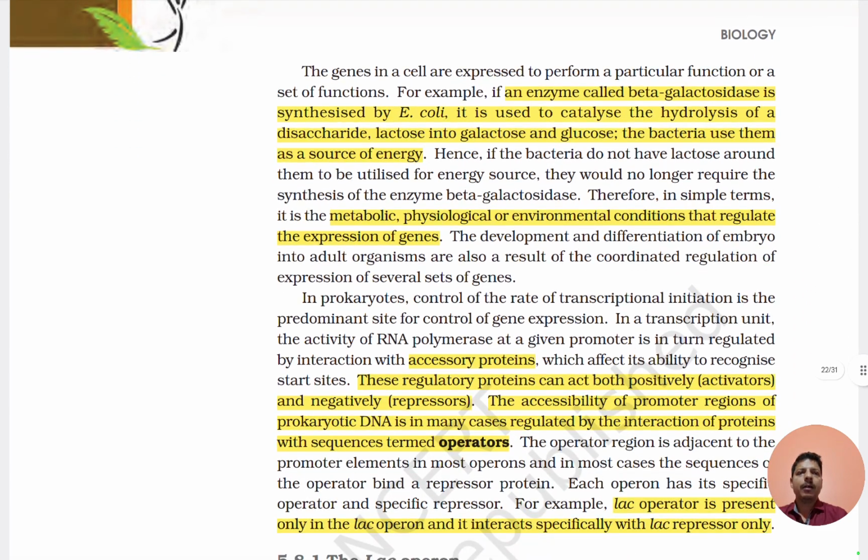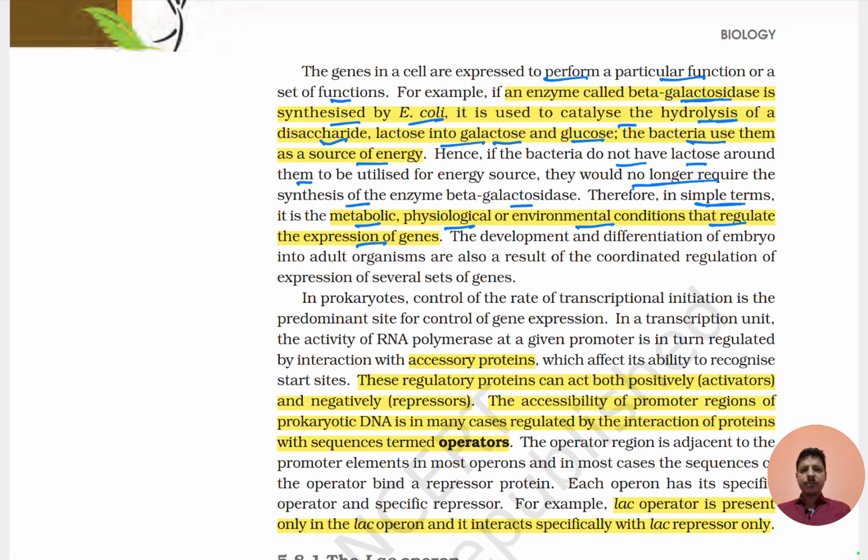See, the genes in a cell are expressed to perform a particular function or a set of functions. For example, the enzyme beta-galactosidase synthesized by E. coli is used to catalyze hydrolysis of the disaccharide lactose into galactose and glucose, and the bacteria use them as a source of energy. Simple. Hence, if the bacteria do not have lactose around them to be utilized as an energy source, they would no longer require synthesis of the enzyme beta-galactosidase. Therefore, in simple terms, the metabolic, physiological and environmental conditions regulate the expression of genes.